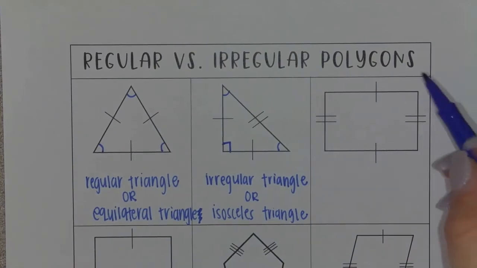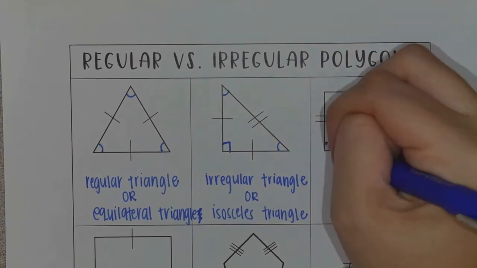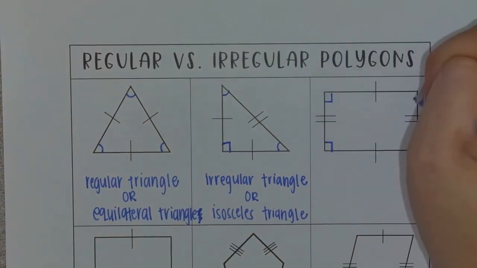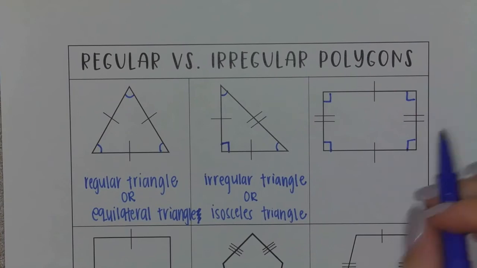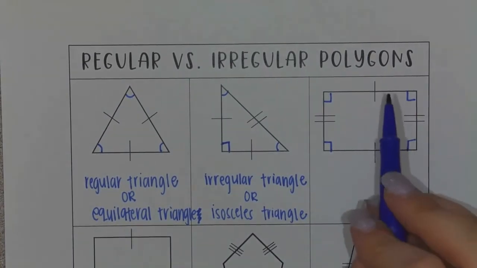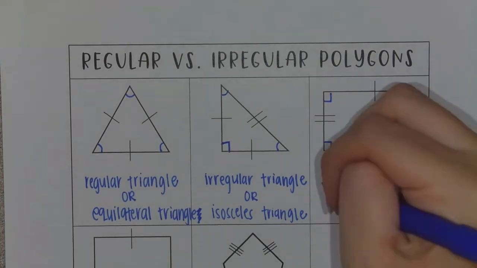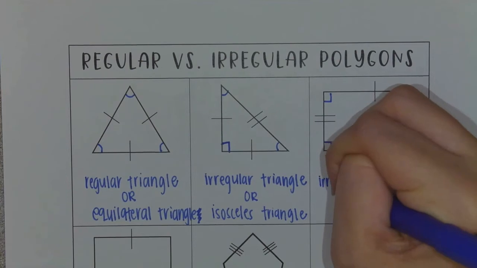Our next one over here, it looks like I've got four sides, so this is going to be a quadrilateral. All of my angles in this shape are going to be right angles. So all of my angles are the same, but I see that opposite sides are congruent, but all four sides are not congruent. So this is an irregular quadrilateral.